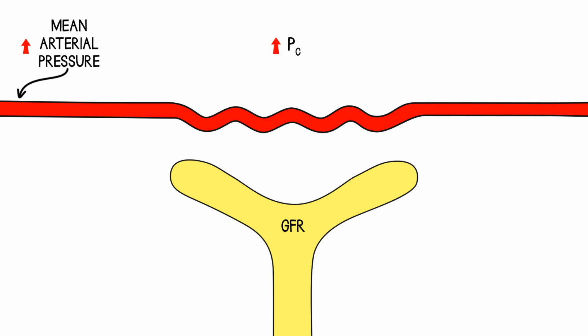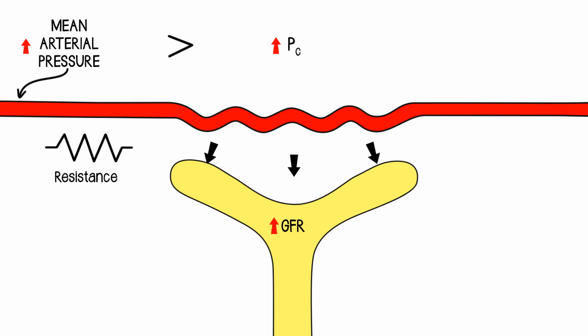Now, capillary pressure would not be as high as mean arterial pressure, because pressure always drops across a resistance, and the afferent arteriole represents a resistance. So capillary pressure is lower than mean arterial pressure, but it would still tend to follow it. So if mean arterial pressure rose, capillary pressure would rise as well, and that means glomerular filtration rate would rise.